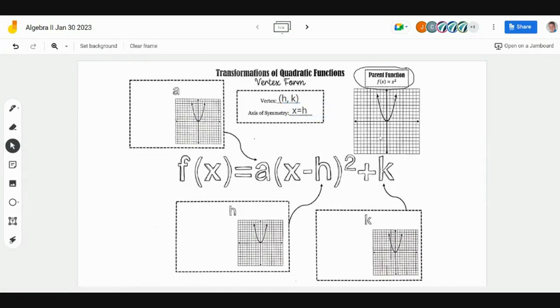Now let's talk about what the a and the h and the k do to our parent function. So the a would be out in front of it. Like if instead of x squared, it'd be like 2x squared or 1/2 x squared. Or 5x squared. So here's what happens with our negative 2x squared.